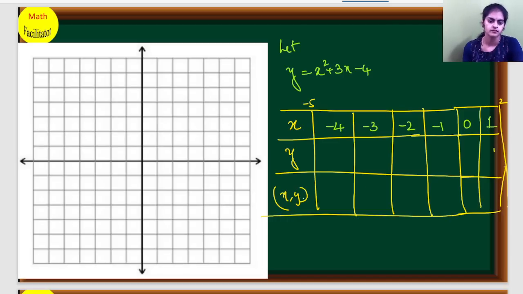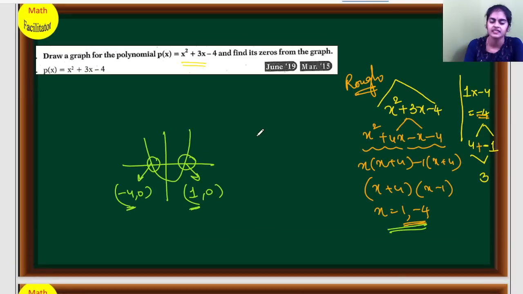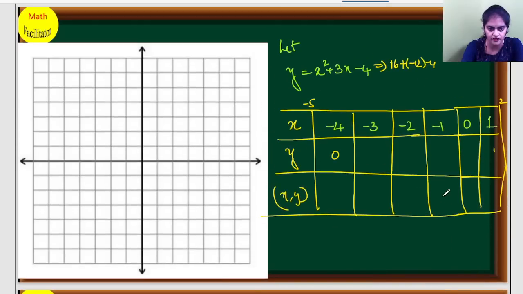Now if I substitute x as minus 4 here, what do I get? It is minus 4 whole square is 16 plus 3 into minus 4 is minus 12 minus 4. So you get a 0 here. And you also know the zeros of this polynomial are minus 4 and 1. So if you substitute x as minus 4, you should get y as 0. So this is a 0 of the polynomial. Similarly, if I substitute x as 1, you should get y as 0. So this is another 0. You can substitute and check.